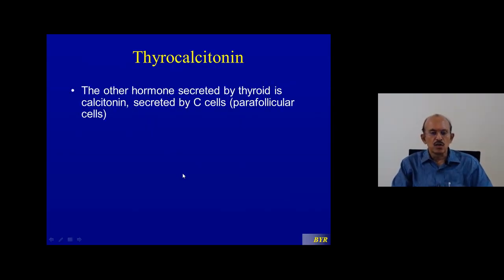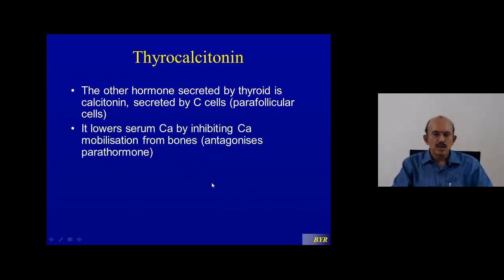Calcitonin is also called thyrocalcitonin. It is the other hormone secreted by the thyroid, by the C cells. It lowers serum calcium by inhibiting calcium mobilization from the bones. That means it antagonizes the action of parathormone. Parathormone moves calcium from the bones to raise the blood calcium level. But calcitonin does the opposite. It moves the calcium from the blood into the bones.